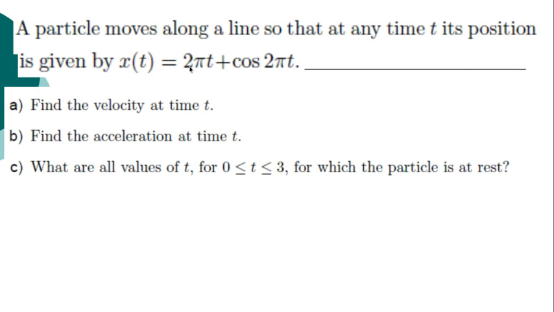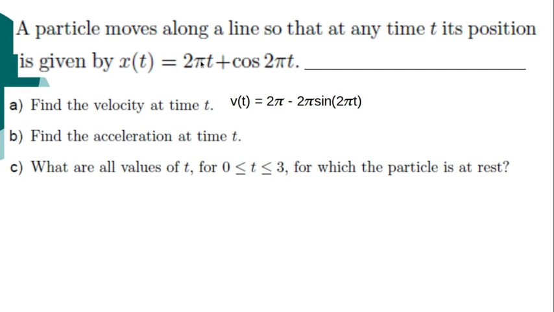So this is position. To find velocity, we just have to take the derivative. Derivative of 2 pi t, that's just your power rule, that's just your coefficient. So that's just going to stay 2 pi. Derivative of cosine of 2 pi t, we've got to use our chain rule. So we take the derivative of cosine first, which is negative sine. Keep what's inside, and then multiply by the derivative of the inside, which is just 2 pi.